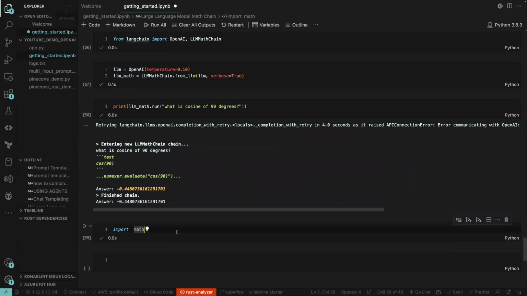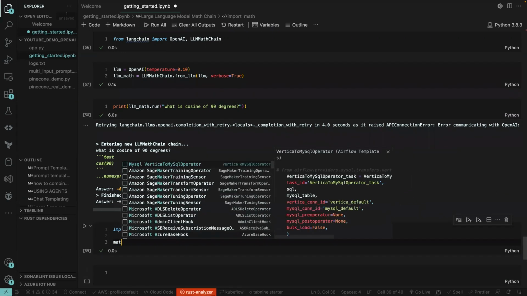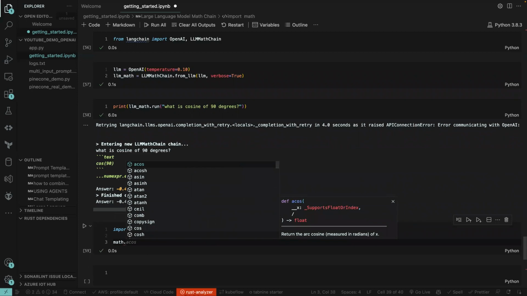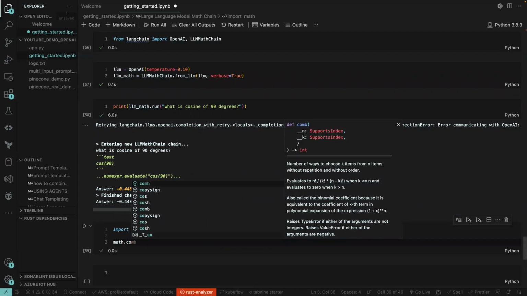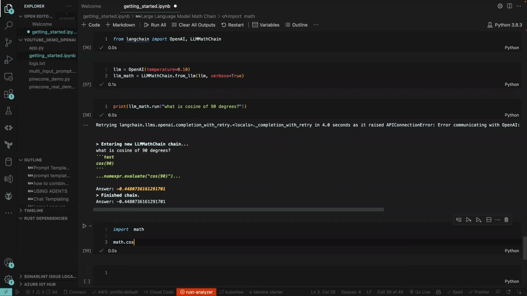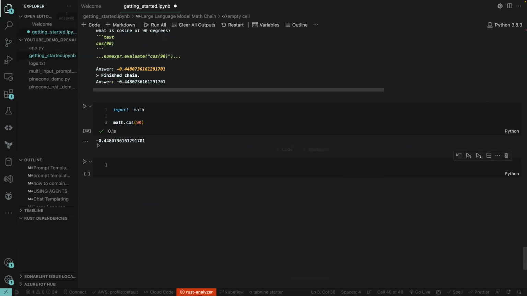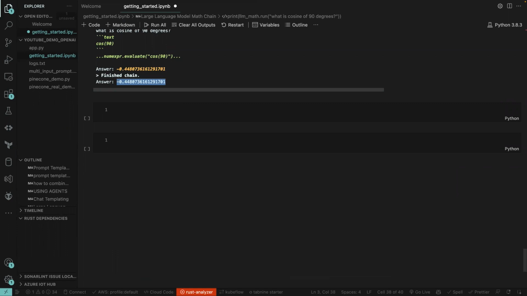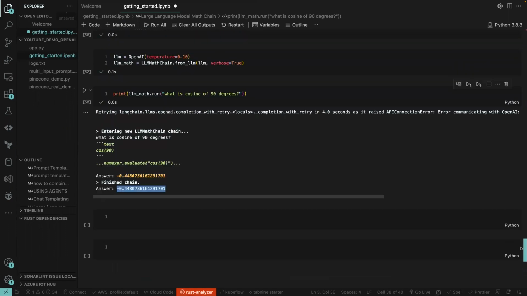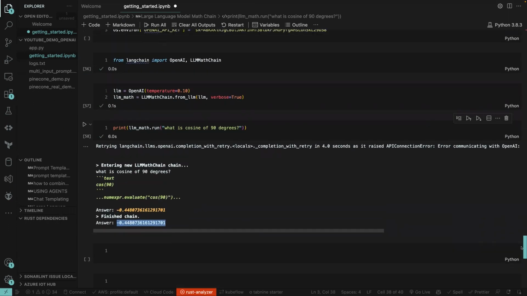Even with Python, if we say math.cos of, let's say 90, let's see what we get. You see, this is the answer, which is also the same as this one. So these LLMs are good for mathematical operations.